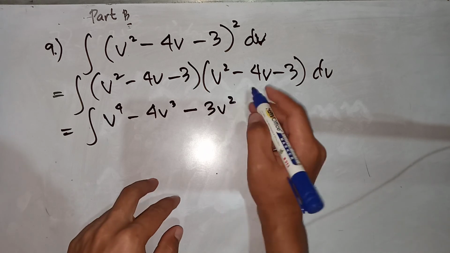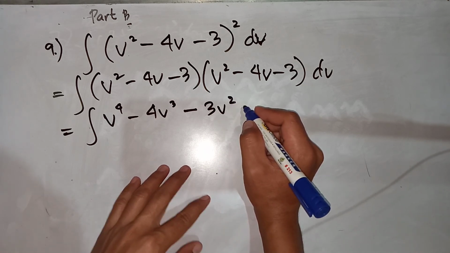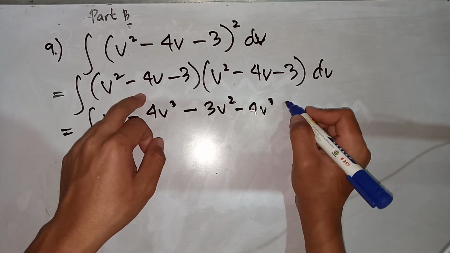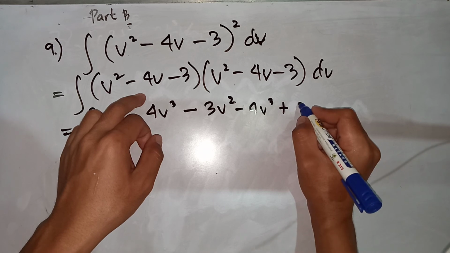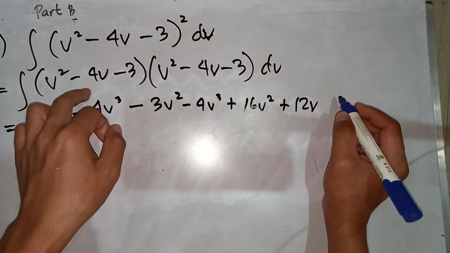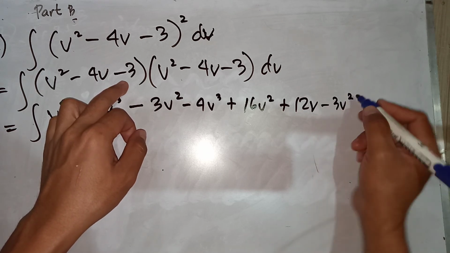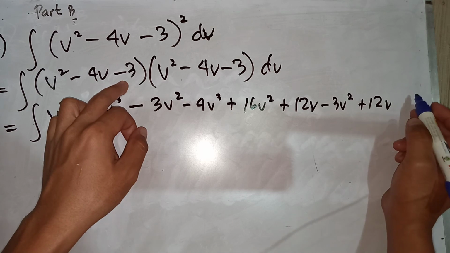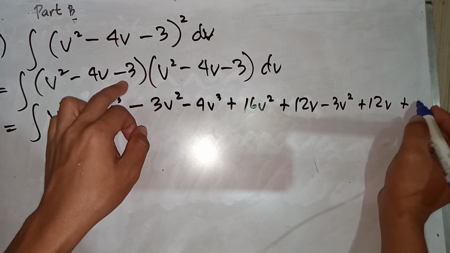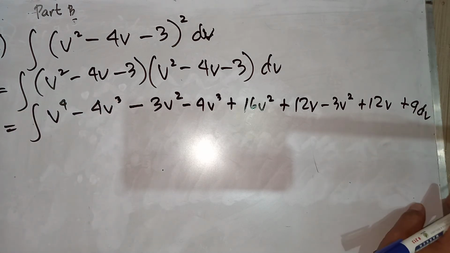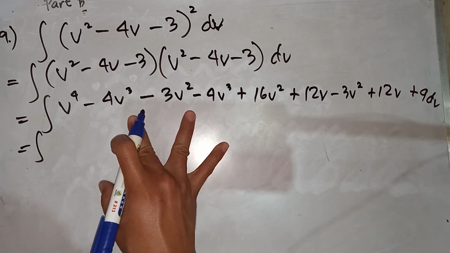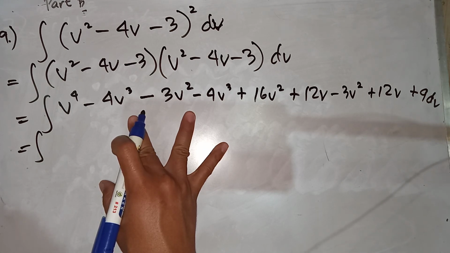Minus 3v squared, minus 4v cubed, plus 16v squared plus 12v, minus 3v squared plus 12v, plus 12v, plus 9 dv becomes... combine like terms.